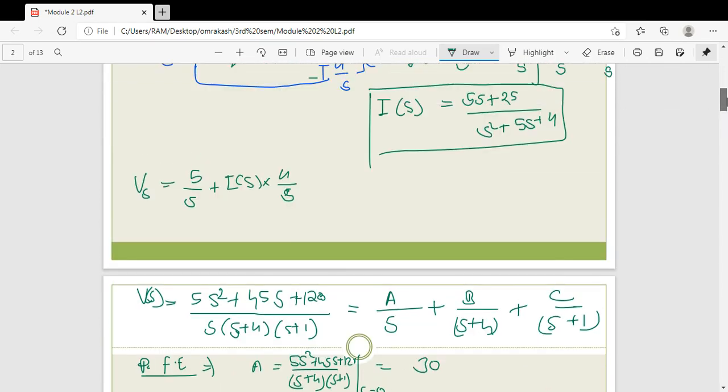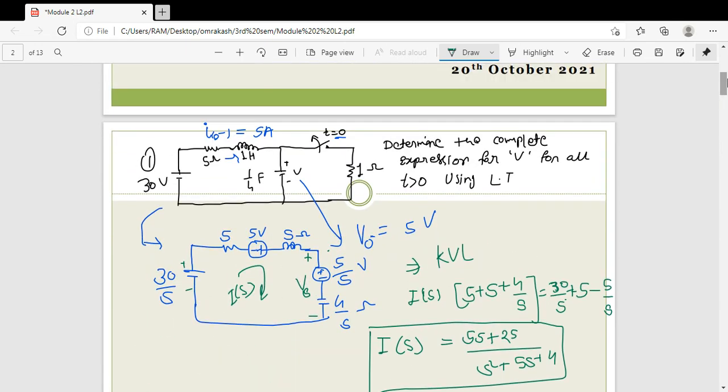Now, the question can also be solved with time domain analysis, but I have not reached time domain analysis till now. After this topic, I will take time domain analysis also. Actually, that topic is not included in your syllabus, but it is necessary to understand the RC circuit. So I will cover that topic also.